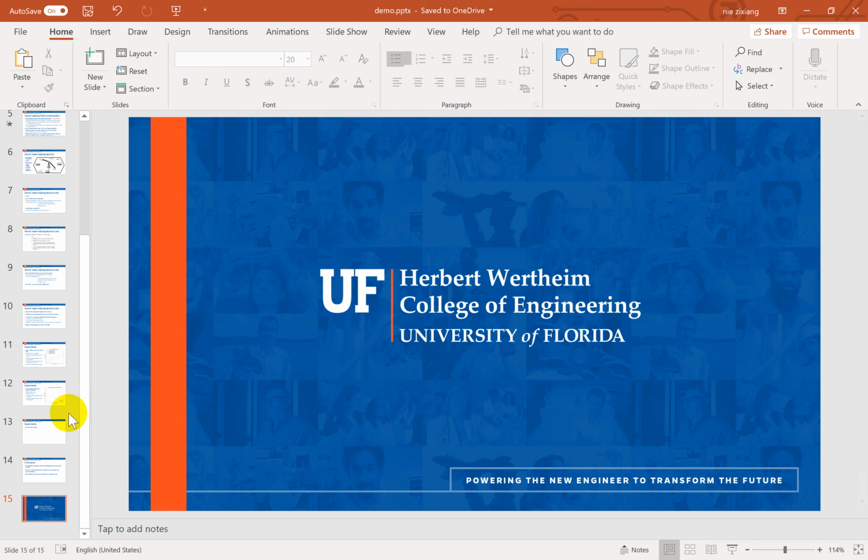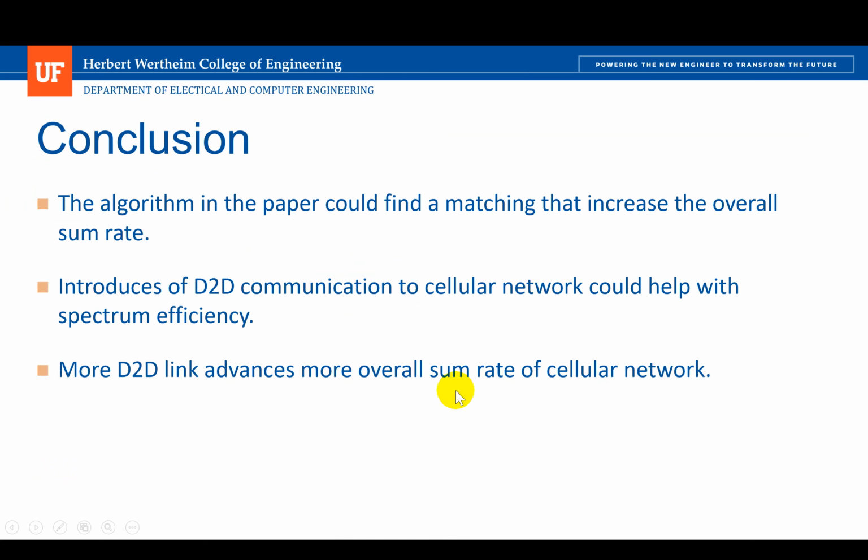So here is the conclusion. First, the algorithm in the paper could find a matching that increased the overall sum rate. As we can see, with D2D enabled, the sum rate increases. Also, the introduction of D2D communication can help with the spectrum efficiency in the cellular network. And with more D2D links, we get a higher overall sum rate of the cellular network.